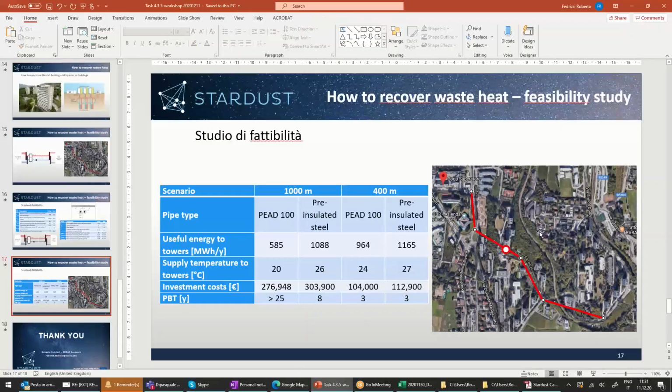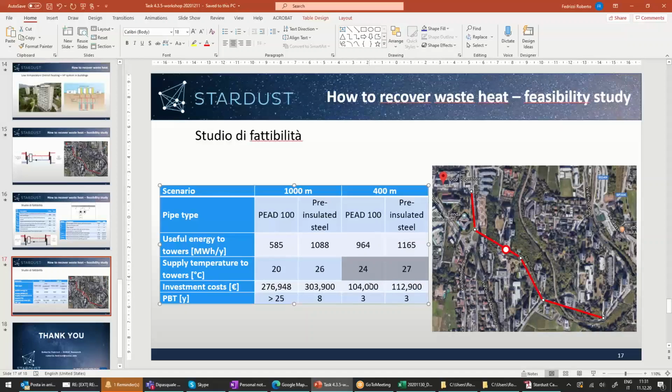We also looked, just as an exercise, into how this figure changed if, instead of considering the three demonstration sites, we considered the same three tower blocks but located much closer to the superstore. In this case, the figures are really different. The heat losses in one case or the other are more or less the same.